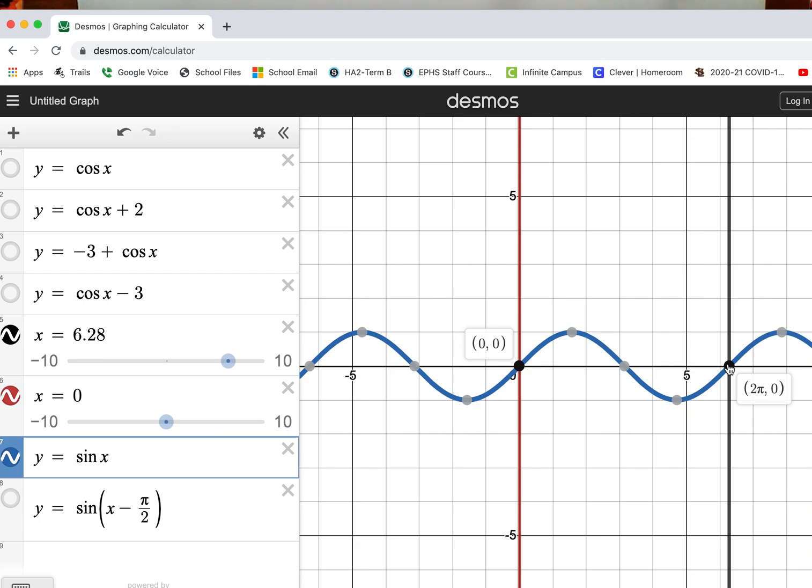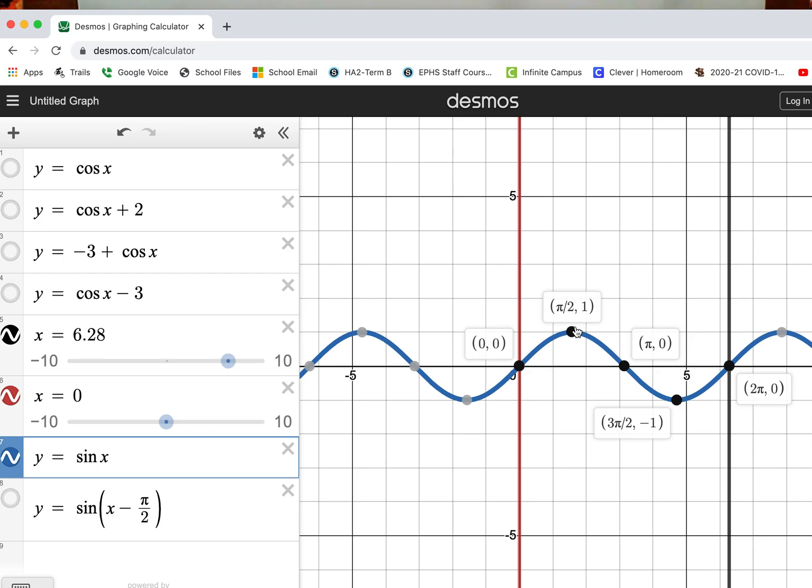So this is a period of 1. No, I'm sorry, a period of 2 pi, because that's how long it takes, or the distance, to get one full cycle. It has a frequency of 1, because there's one cycle in 2 pi. Halfway through, it hits the midline again, and then it hits the ceiling at pi over 2, and the floor at 3 pi over 2, what we learned about yesterday.